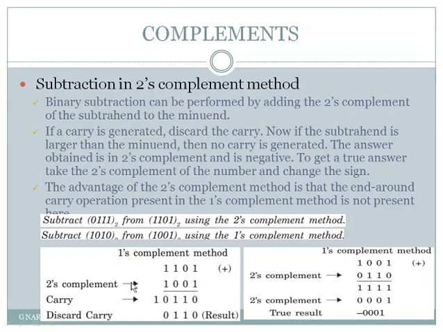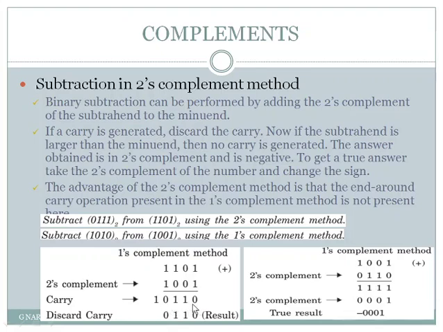So what you have to do? You add this two's complement to the minuend. So 1 plus 1 is 0, your carry is 1. And here in this position you will get 1. And here 1 plus 0 is 1. 1 plus 1 is 0 and the carry is 1. So here the carry is generated. So simply discard the carry and whatever is remaining is the result.